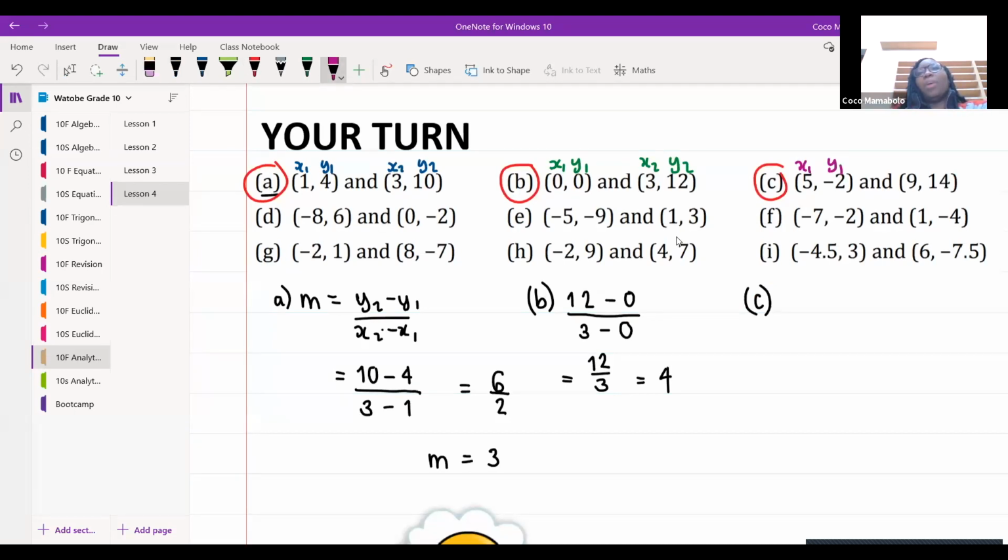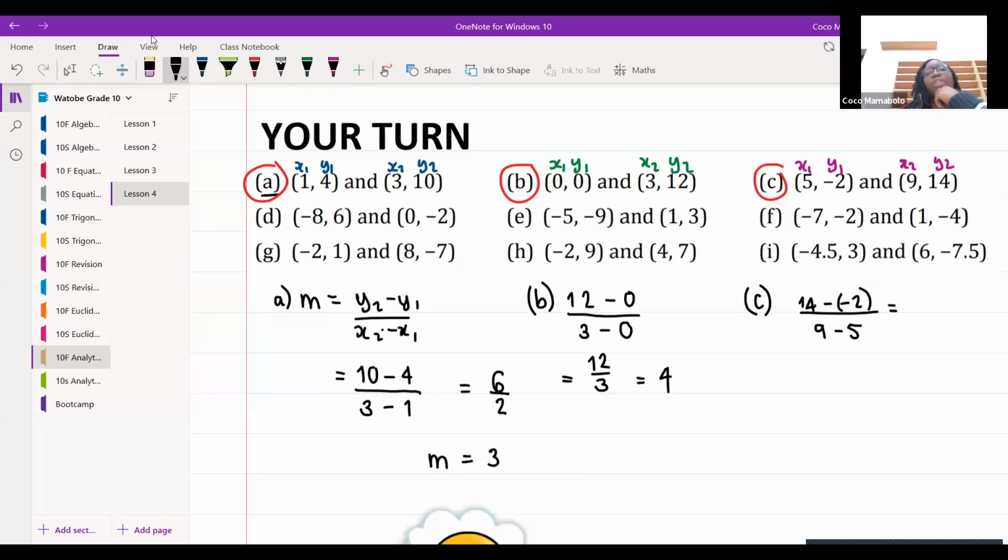Okay, I'm going to name this x1 and y1 and x2 and y2. Cool. Substitute for me into the formula. What am I going to get? It's going to be 5. No, so it's going to be 9 minus 5. Remember, with our gradient, the y values must always be at the top. Sorry, it's going to be 14 minus 2. Sorry, 14 minus negative 2. Good. Over 9 minus 5.